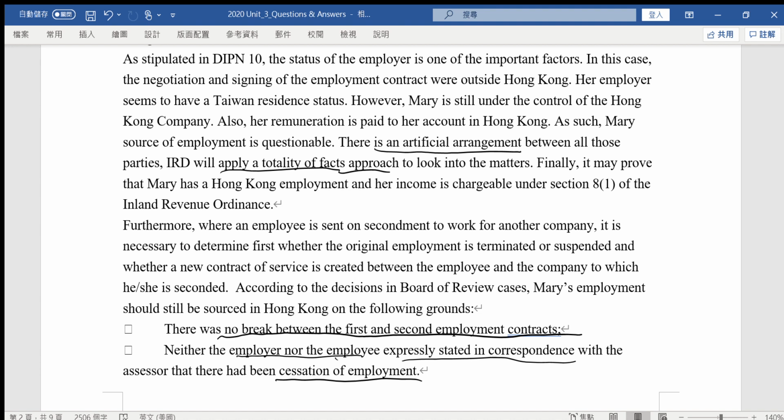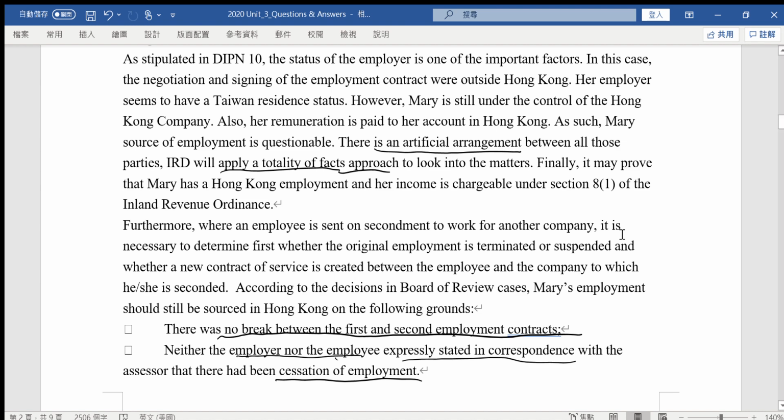Because of that, the fact is that Mary is still under the control of the Hong Kong company, and she is still being employed by the Hong Kong company. So it seems that she has a Hong Kong source of employment rather than a Taiwan source of employment or foreign source of employment. That will be the conclusion.